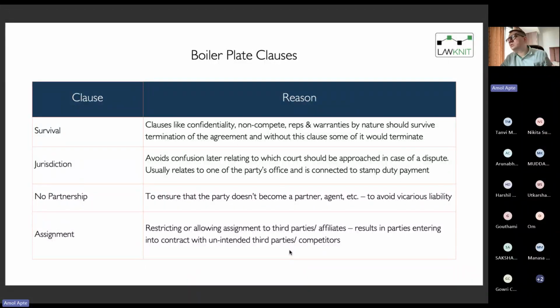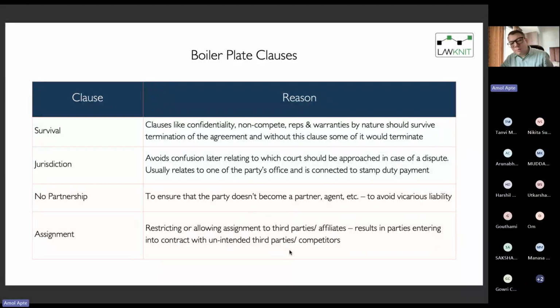Similarly, you will find jurisdiction as a standard clause in every single contract, because typically in modern days, where both parties are sitting in very different geographies, it always helps to have the jurisdiction identified very clearly. It also helps sometimes from the point of view of where and how the stamp duty obligation for stamping the contract will arise.